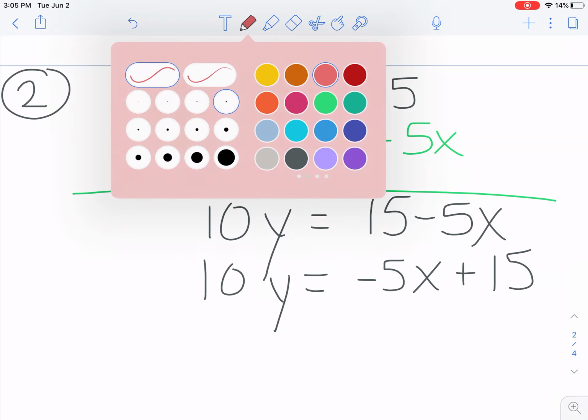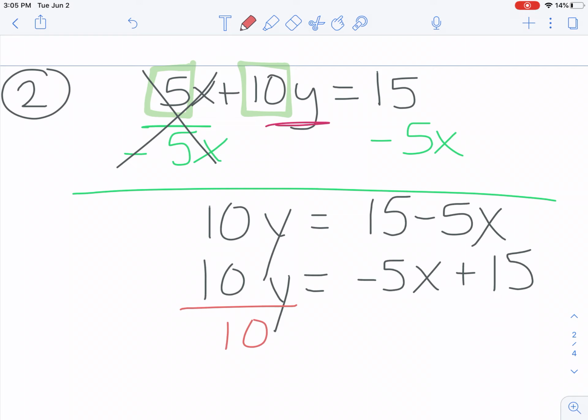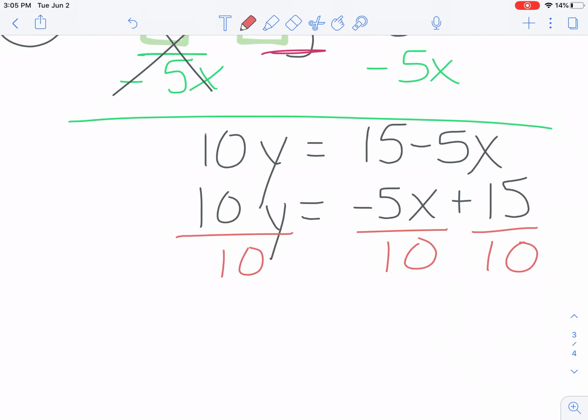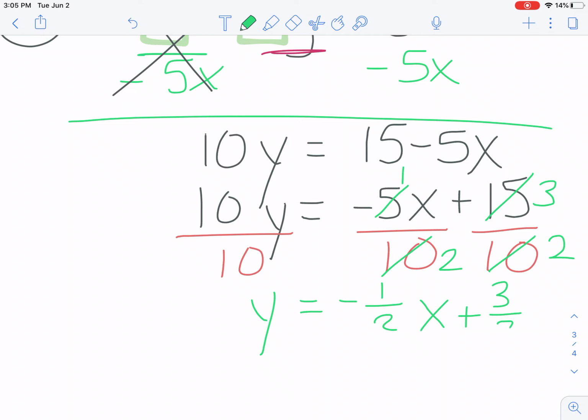So every single term gets divided by 10. And now I'm going to have to do a little bit of simplifying. And I will have decimal answers here. Let's keep them as fractions though, because that's going to be more helpful when it comes to graphing the line. So my final equation will be y equals negative 5 over 10 reduces to negative 1 over 2 x plus 15 divided by 10. I can divide top and bottom by 5, so plus 3 over 2. So remember that's just 1.5.